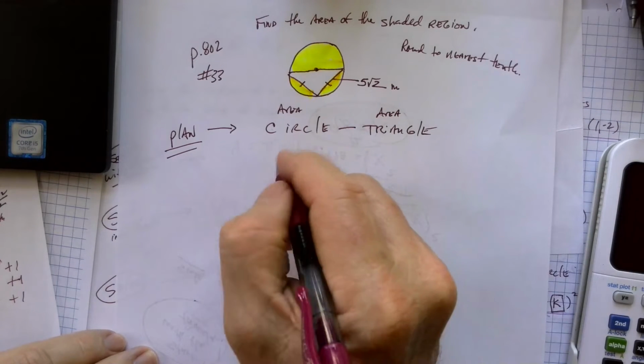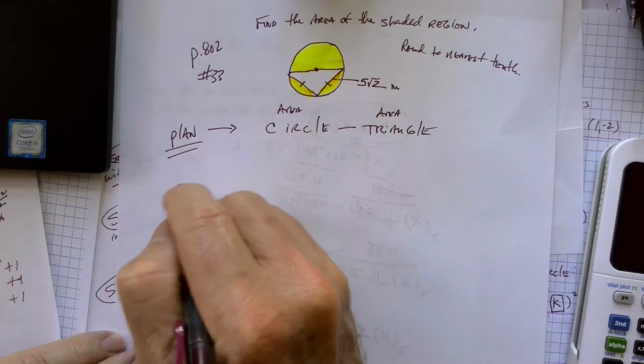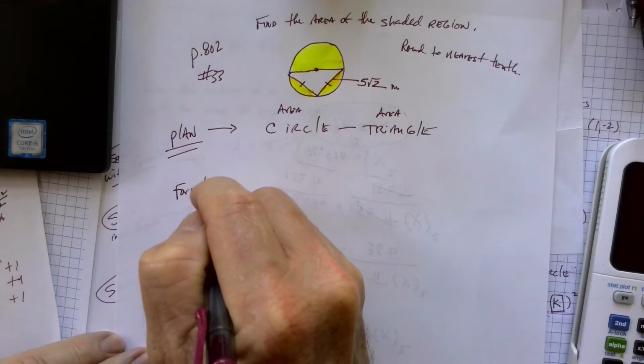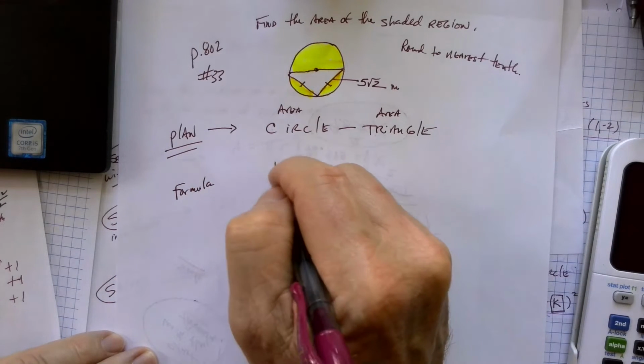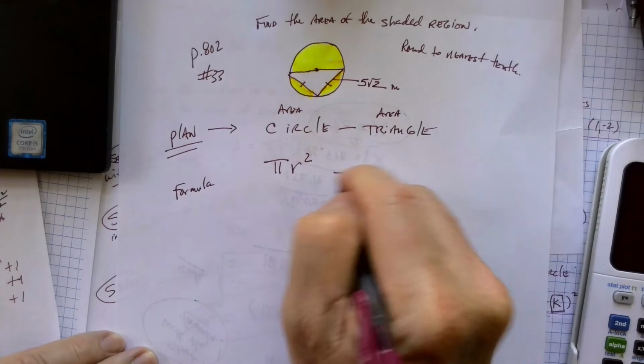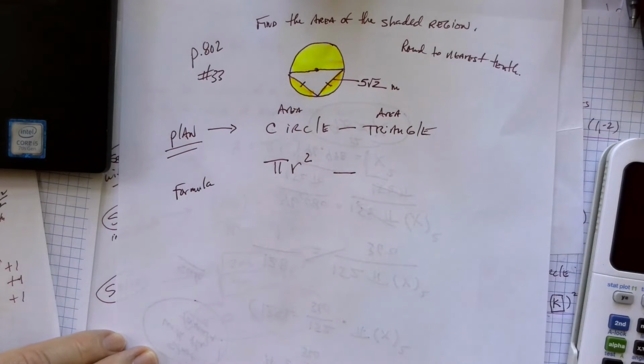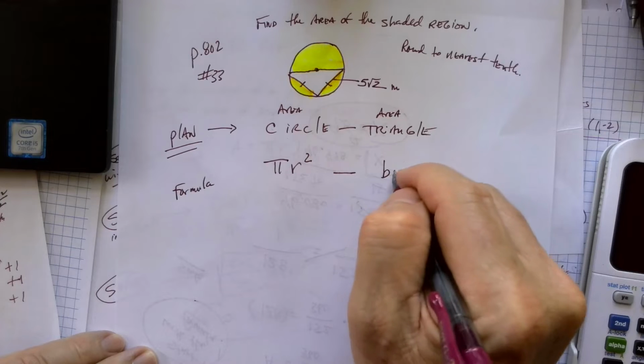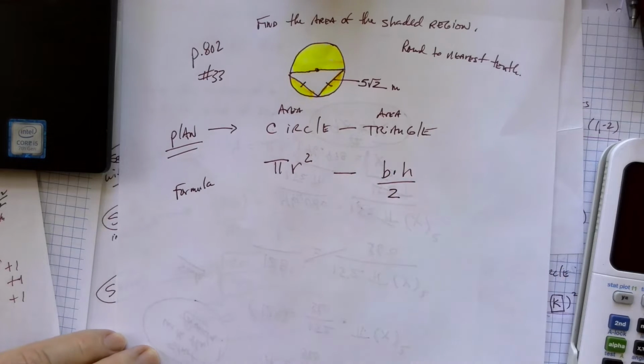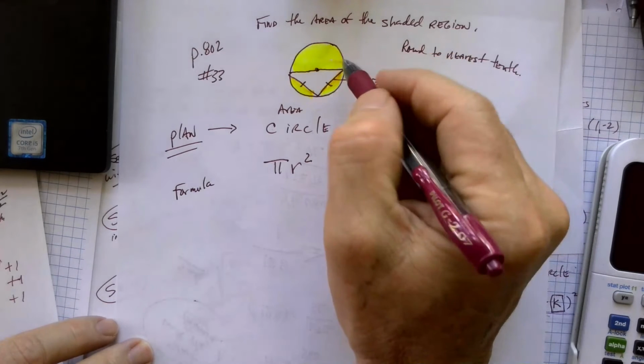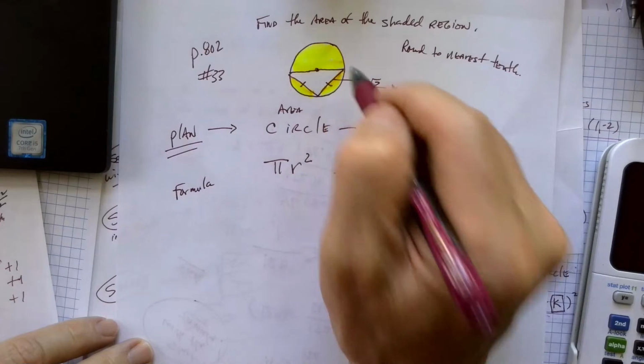So the area of the circle, remember how we have been starting? You want to have a formula, only this time it's going to be more than one. So it's pi r squared minus, what's the formula for the area of a triangle? Base times height divided by 2. All right, so let's see. Pi r squared. I don't know r, which means I got to do a little more thinking about this triangle right here.